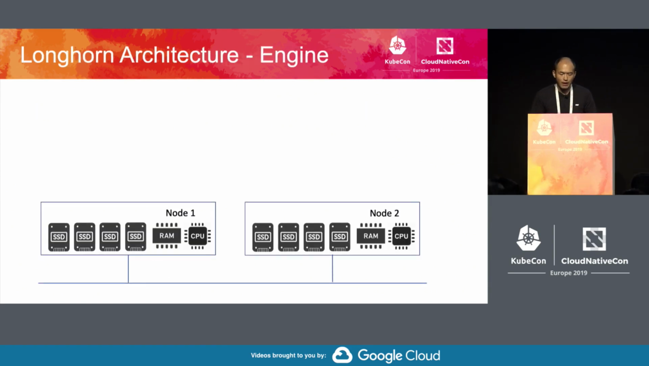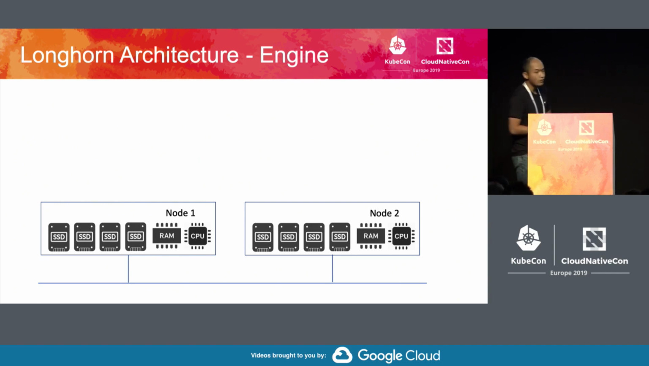So that's a little bit about Longhorn's architecture. There are two main components of Longhorn. The engine handles the data plane and implements the block device, which is used by the user. The other part is the manager, which orchestrates the engine across the cluster. Let's look at the engine first.